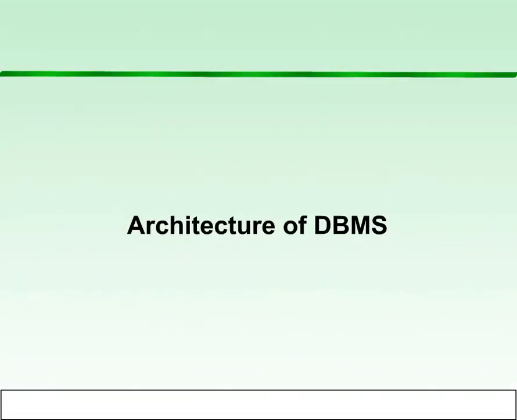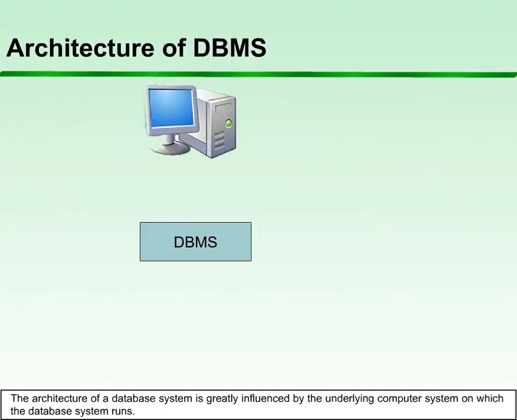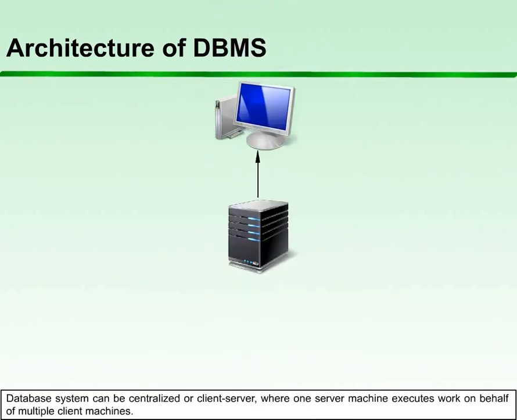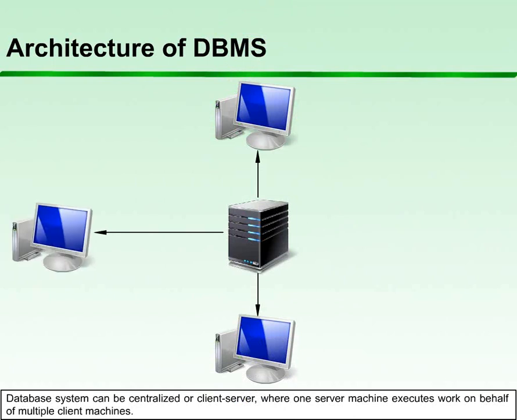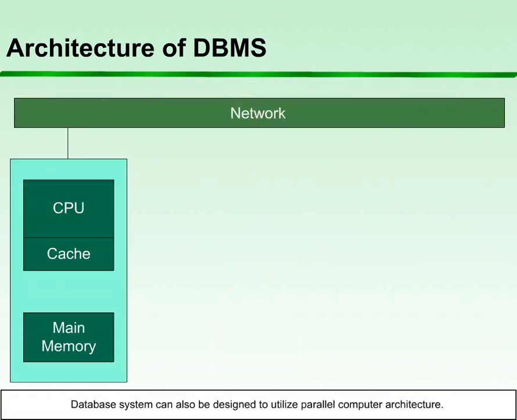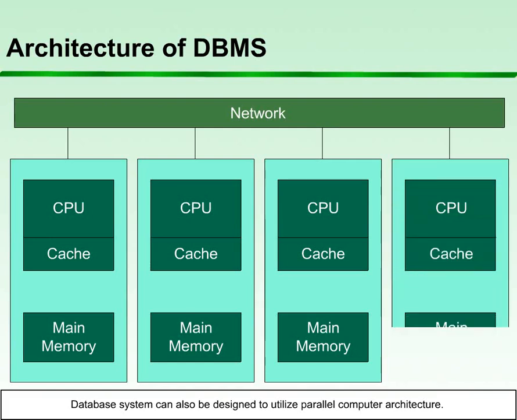Architecture of DBMS. The architecture of a database system is greatly influenced by the underlying computer system on which the database system runs. A database system can be centralized or client-server, where one server machine executes work on behalf of multiple client machines. A database system can also be designed to utilize parallel computer architecture.